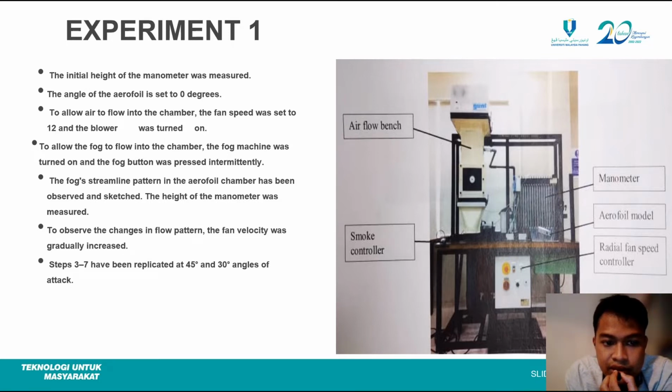So the smoke controller we used to see the streamline pattern and observe. And then we observe and sketch the streamline pattern. To observe the change in flow pattern, the fan velocity was gradually increased. Finally, steps 3 until 7 have been replicated at 45 and 30 degrees angle of attack.